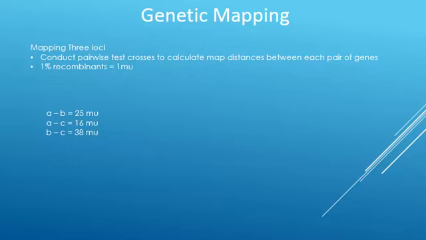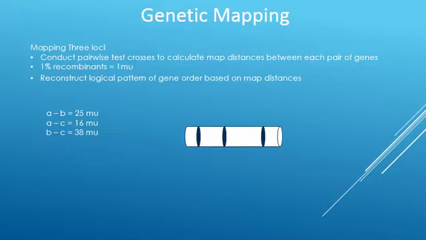What we can do then is take that type of information and reconstruct a logical pattern of gene order. So for example, if we have our chromosome and there are genes for these 3 traits on there, we know that the traits that must be furthest apart are going to be traits B and C, with a distance estimated at about 38 map units. Therefore, A must be in the middle of those two. They have shorter distances between A and C and between A and B, and this makes logical sense, and we can get the relative order of these 3 traits, or the genes for these 3 traits.